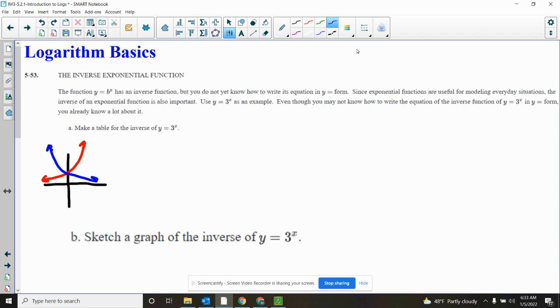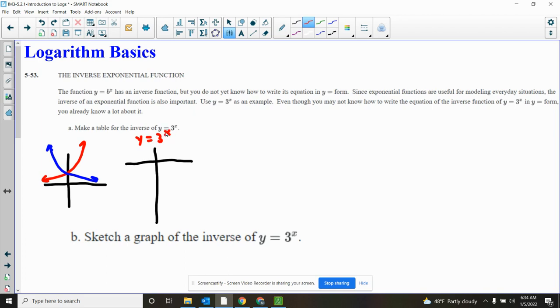Okay, first off, make a table. We're going to use y equals 3 to the x as an example and make a table of the inverse of what that would be. Here's the easiest way to do that. Let's start by making a table just of what y equals 3 to the x would look like.